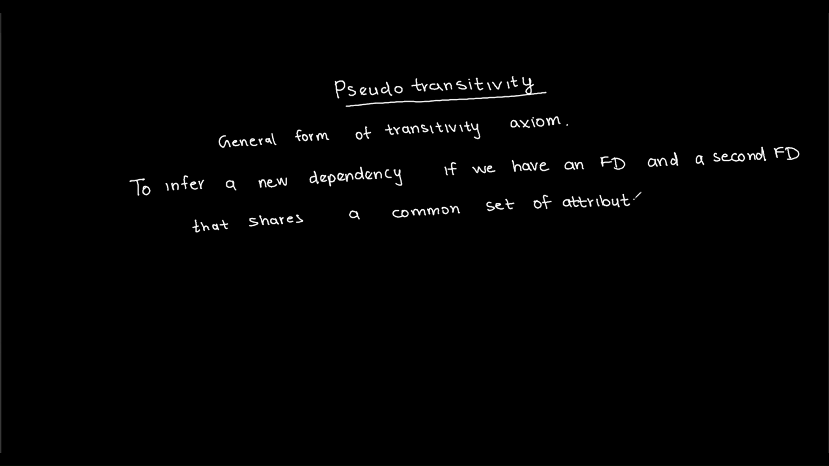What does this mean? Well, let's say we have a functional dependency X functionally determines Y, and let's say we have WY functionally determines Z. Well, by using this, if these two are present, you can say WX functionally determines Z.